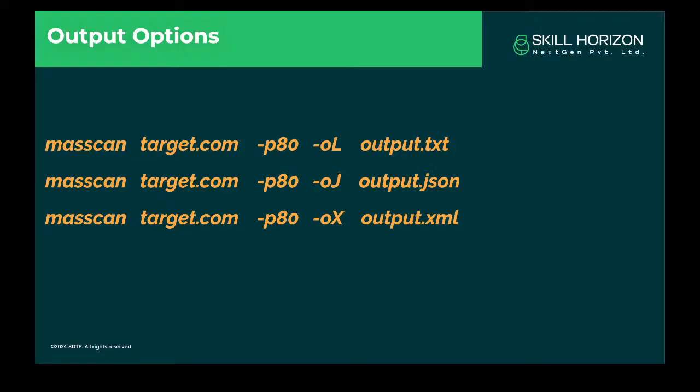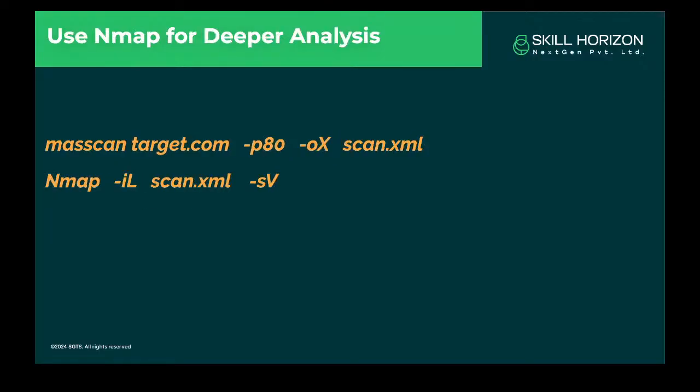Then the output options. If you want to store the output in some file in JSON format, XML format, or text format, then you can use the option -O with the output format. So L stands for text file, J stands for JSON file, and X stands for XML file.